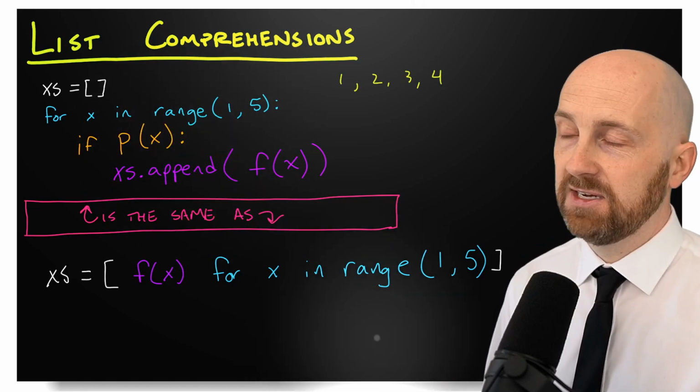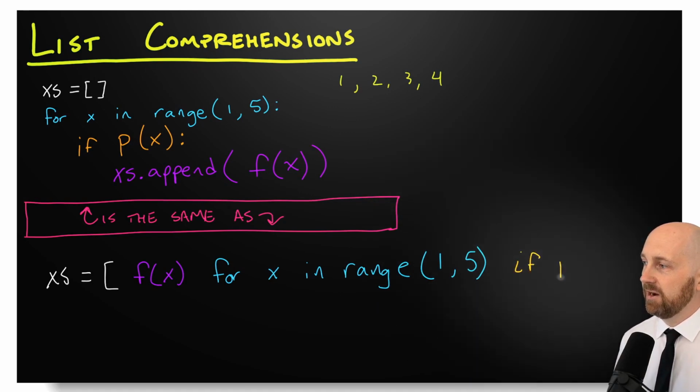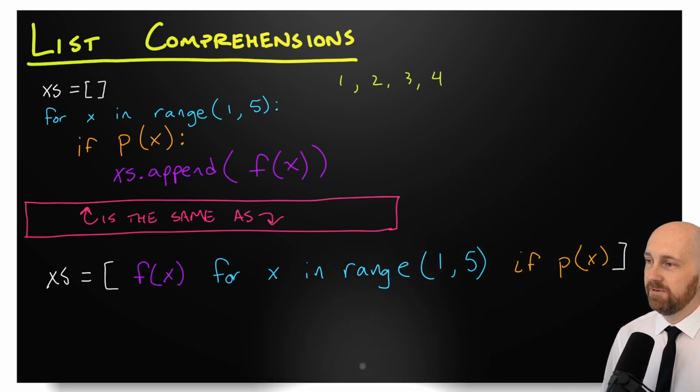So how do we express this in a list comprehension? Well, this is where the ending of the list comprehension was before. So if p of x, right? Now, again, the order of this feels kind of strange.